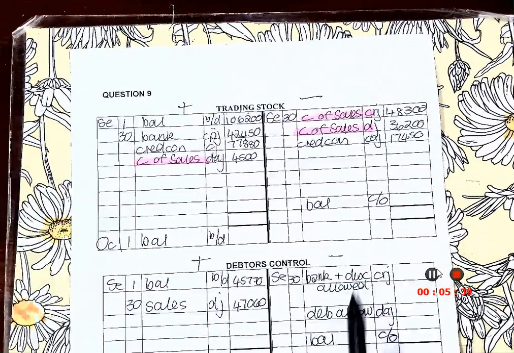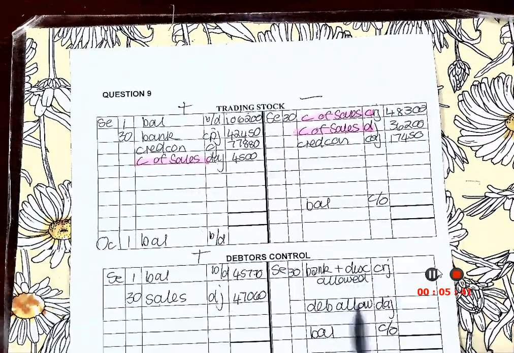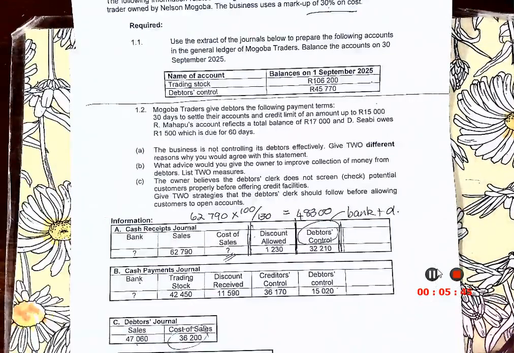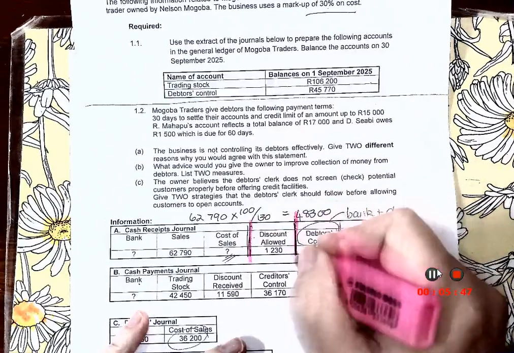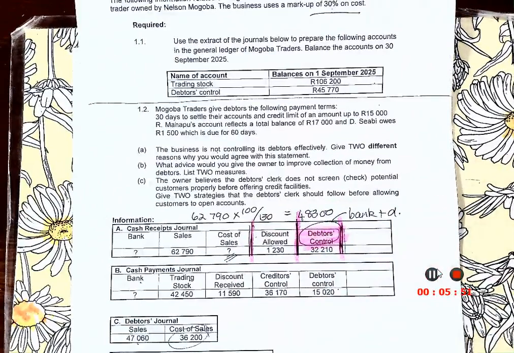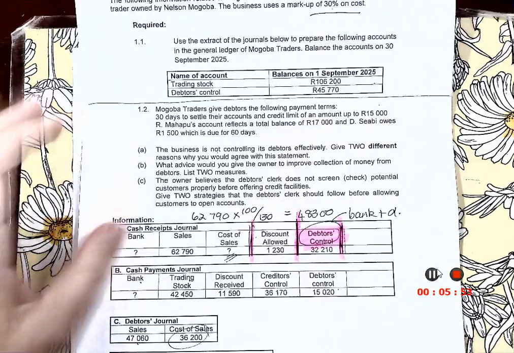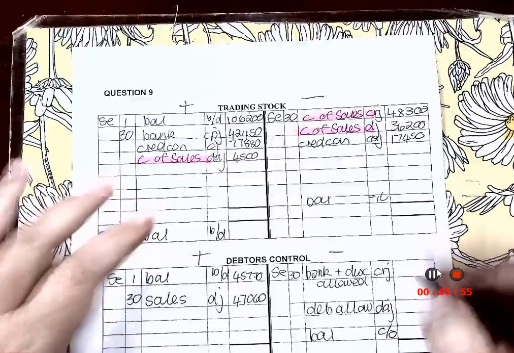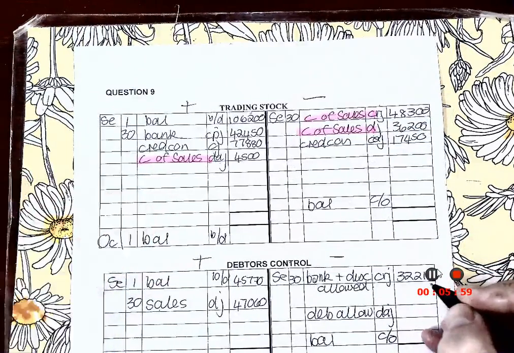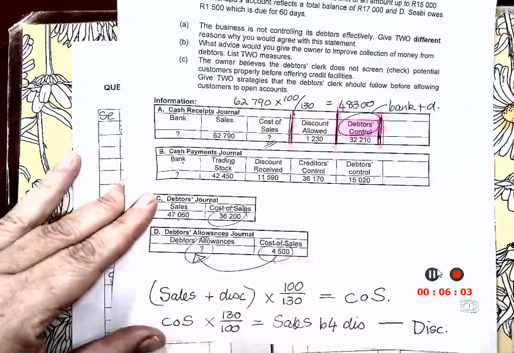Bank and discount allowed. Why do I do that? If I go to the CRJ, I see it's two separate columns, meaning this debtors control is both the discount and the bank. I can just take the 32,210 as it is. Debtors allowance, I need to calculate because this is a question mark.